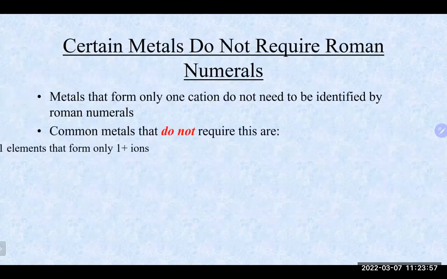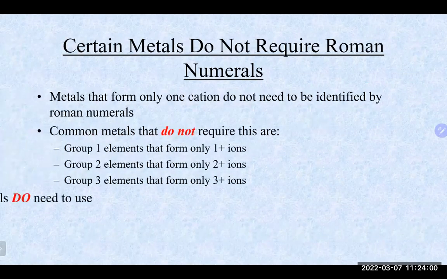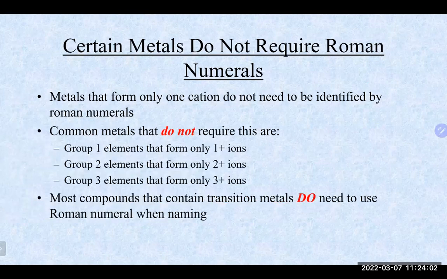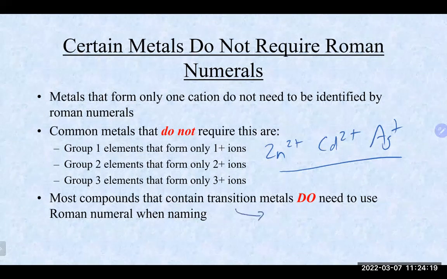So as we saw and as we just talked about, guys that are in group 1, 2, and 3, not to forget our 3 transition metals, zinc, cadmium, or silver here. All these guys have fixed charges. And again, because of that fixed charge, you don't need to tell people what the charge is. You don't need the Roman numeral. It is only those transition metals and the metals to the right, like tin, lead, and those guys, that you do need to include those Roman numerals to indicate the charge on the metal.